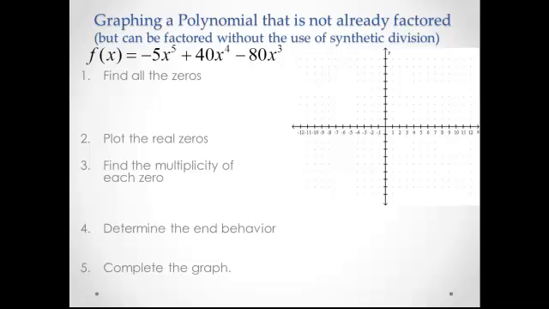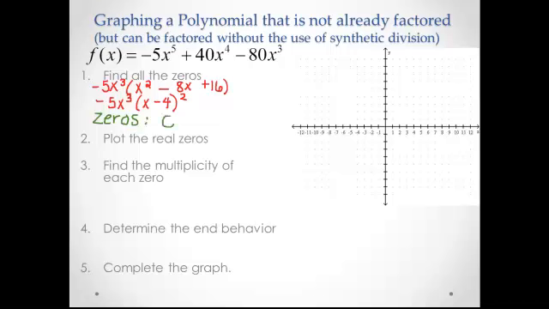So for this example, when we're graphing a polynomial, this polynomial is not already factored, so we're going to have to go ahead and factor it. But with this example, we can factor it without using any synthetic division. So we can just use the regular rules for factoring, which to start off with would be using the greatest common factor. So we can take out a negative 5x cubed, and then the other polynomial factors into x minus 4 times x minus 4, which is x minus 4 squared.